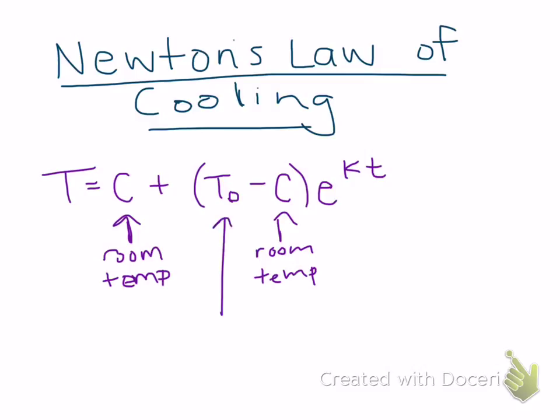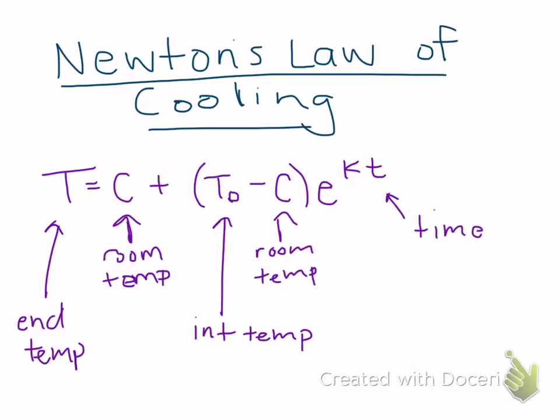T naught is the initial temperature of the item. The big T over here is your ending temp. Little t is time. And obviously K, again, this is kind of like those direct variation problems where K is different for every single problem. K is something that you have to determine. K should be negative if the object is cooling.